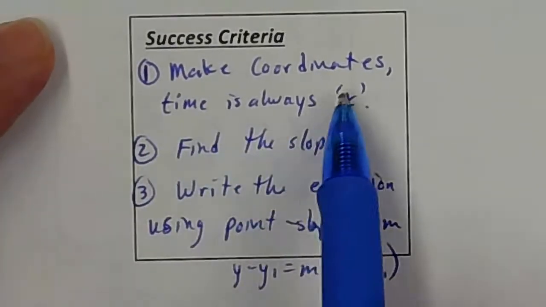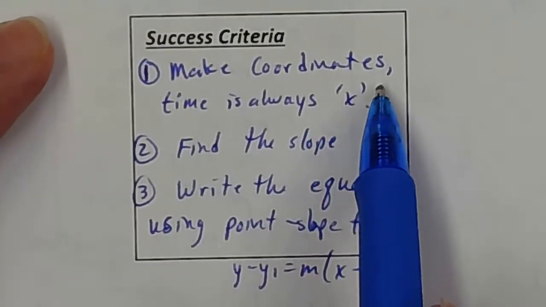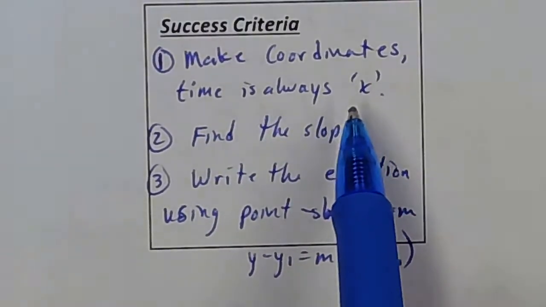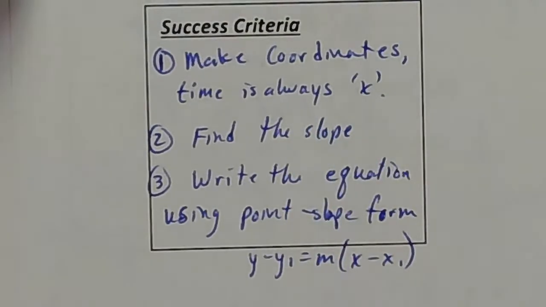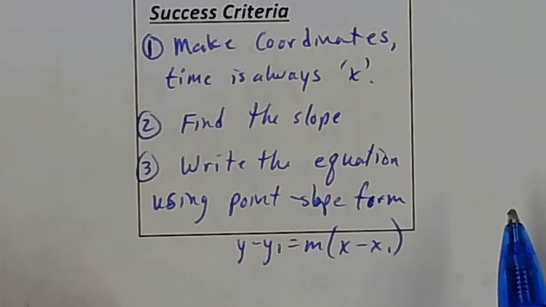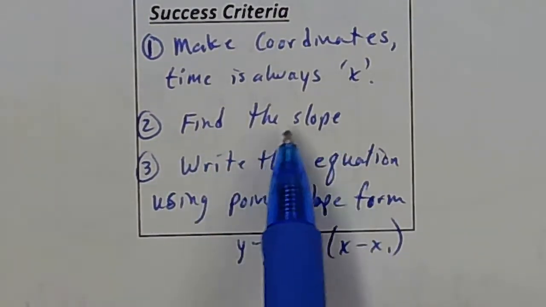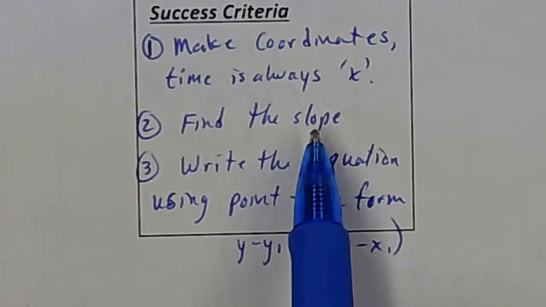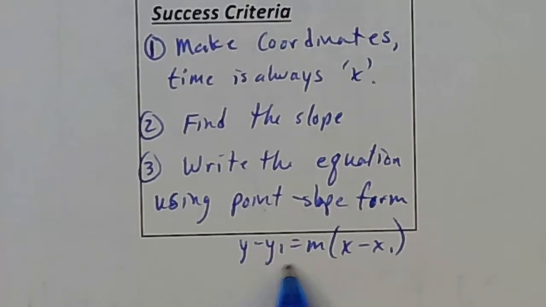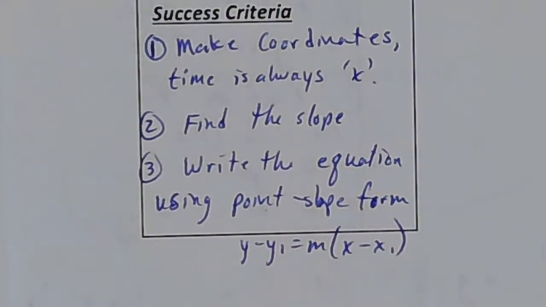We want to make some coordinates. And when you do that, if they give you time, time is always the independent variable, or x. So make some coordinates, and time is always x. Once we get the coordinates going, all my steps are going to be the same from yesterday's notes. We're not given the slope, or what's called rate of change, over that year, so we need to find that rate of change or slope. Once we have the slope, now we'll have the slope and a point to use, so we'll be using this equation. Okay, go ahead, copy down.